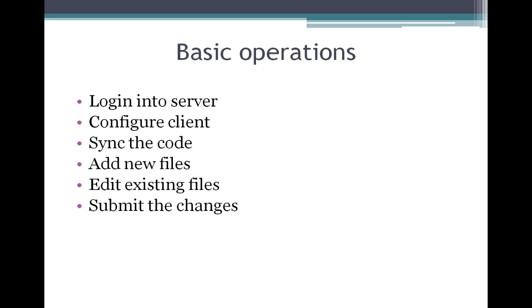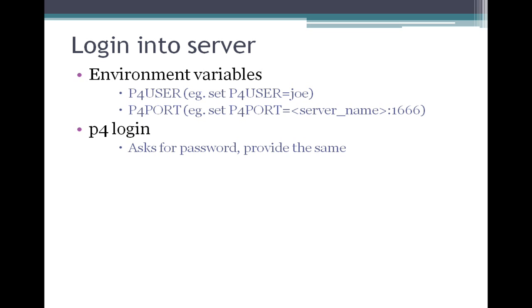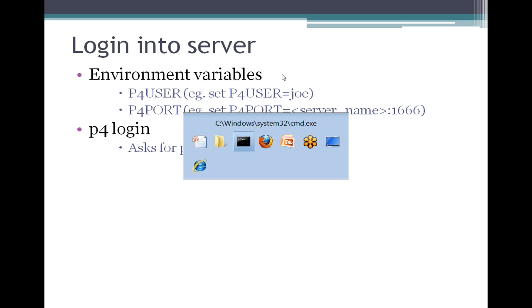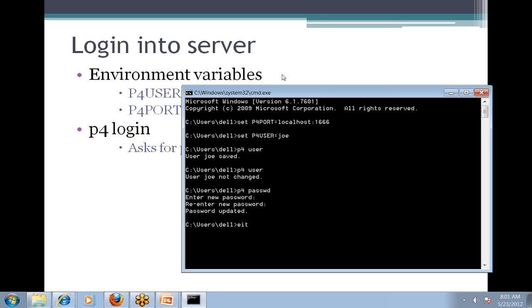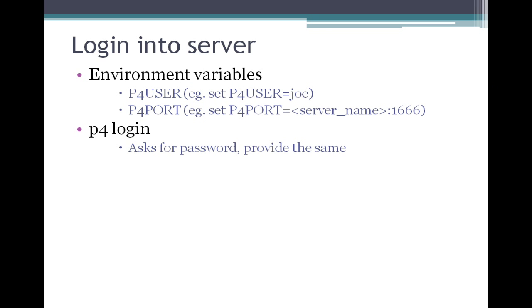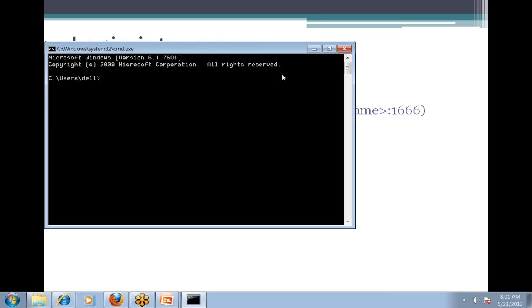First I'll explain in the command prompt, then we'll go to the visual client. So, login into the server. Let's start from scratch now. Whenever you have the username and password to log in into the server, first you need to set two things: P4USER and P4PORT from the client. Let me open the command prompt.